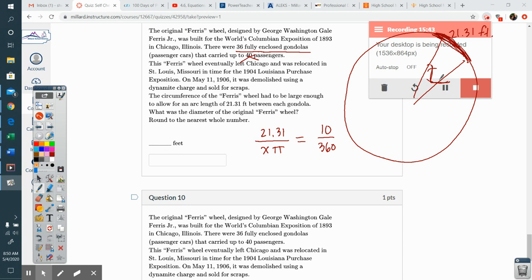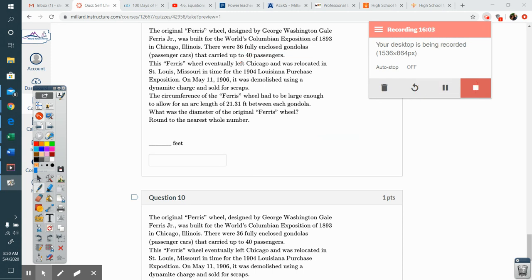So that's what the diameter would be. It makes sense because it would have to be very large to be able to fit all those gondolas on. So 244.19 is the entire length from here all the way through. Half of that, 122-ish, would be the radius. So anyway, that's how you solve that problem. So 244.19.